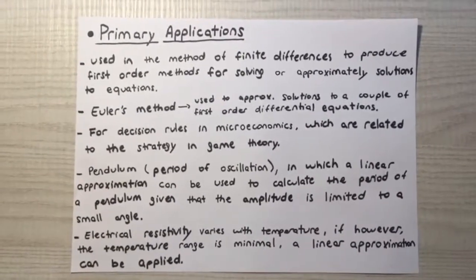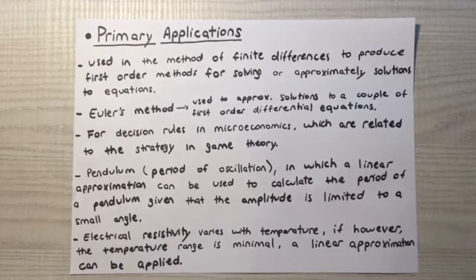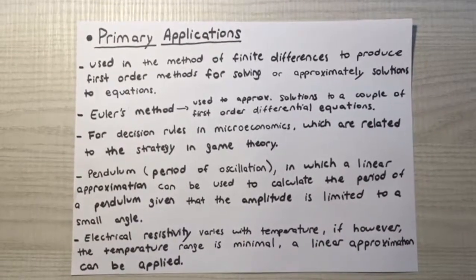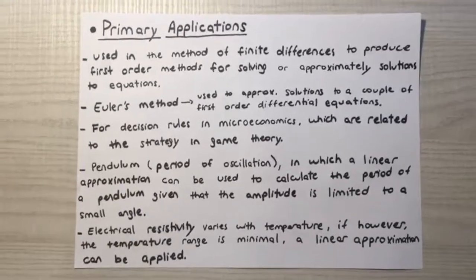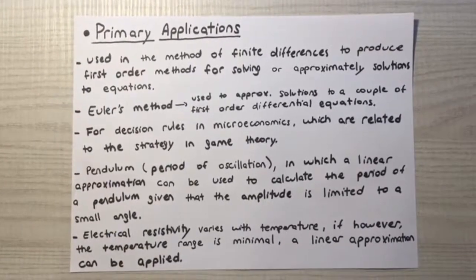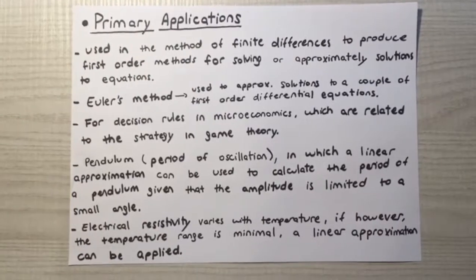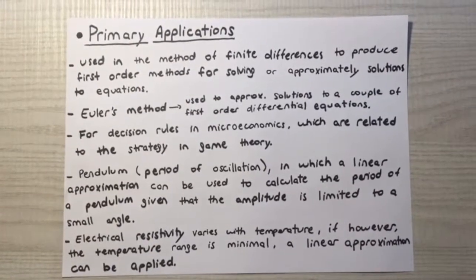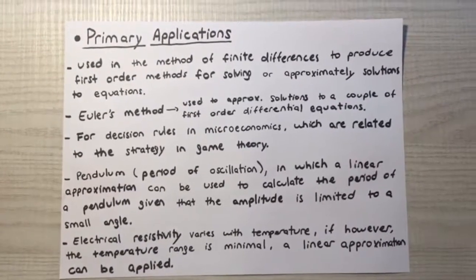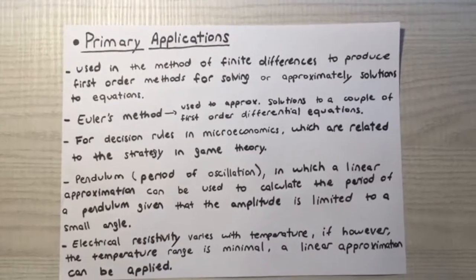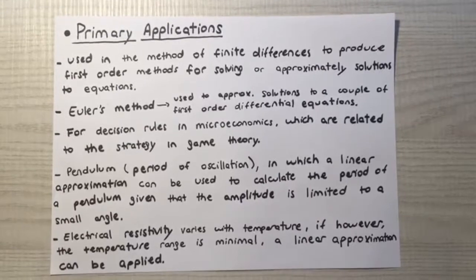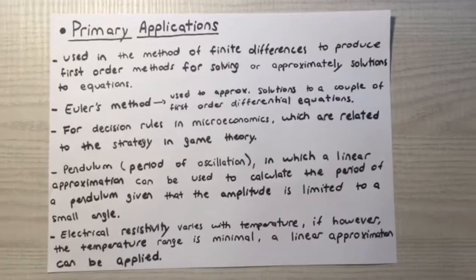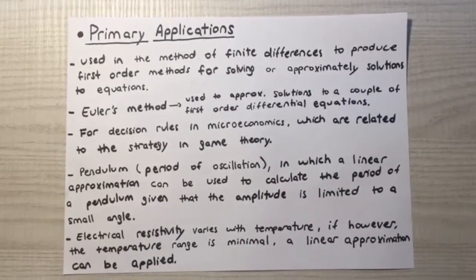This is also used for decision rules in microeconomics, which are related to the strategy in game theory. Also, in the pendulum period of oscillation, a linear approximation can be used to calculate the period of a pendulum, given that the amplitude is limited to a small angle. And finally, this can also be used where electrical resistivity varies with temperature. If, however, the temperature range is minimal, a linear approximation can also be applied.